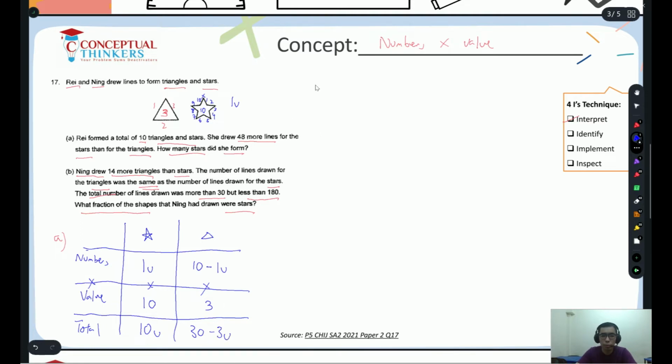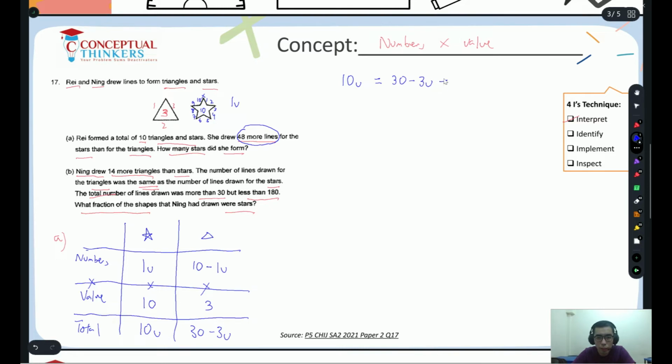Okay, so from here I'm going to continue with the space here. Now there's one more phrase that we haven't used yet, which is the 48 more. This is based on the star compared to the triangle. So we know that the number of lines for star will be 10 units, because from this table we take the number of stars and multiply by the number of lines to form 1 star, that will be 10u. We will get the total number of lines to form all the stars. Then this must be equal to 30 minus away 3u.